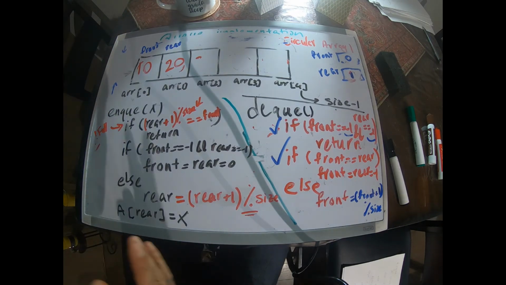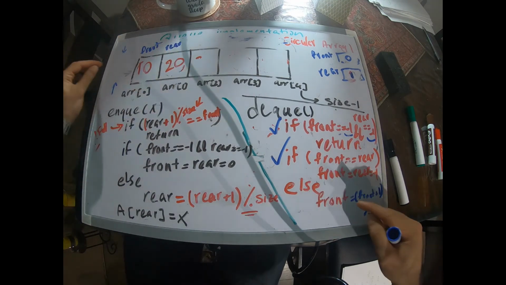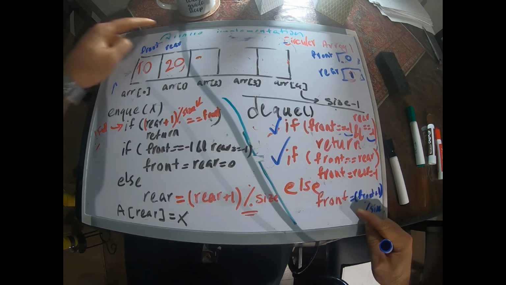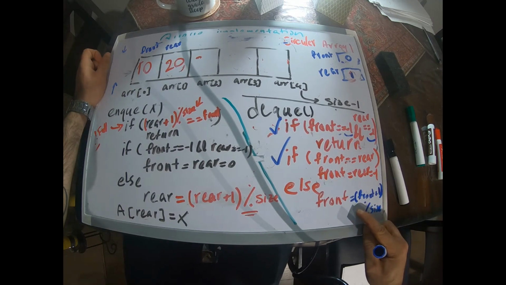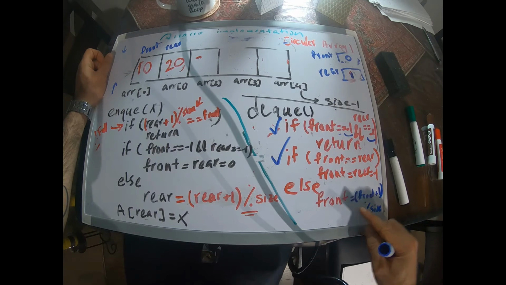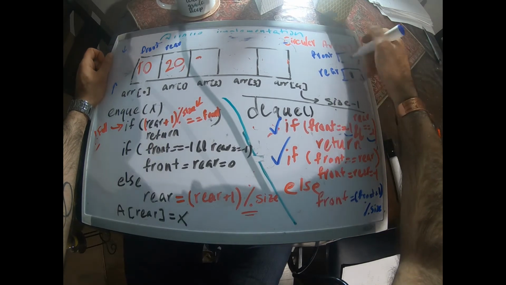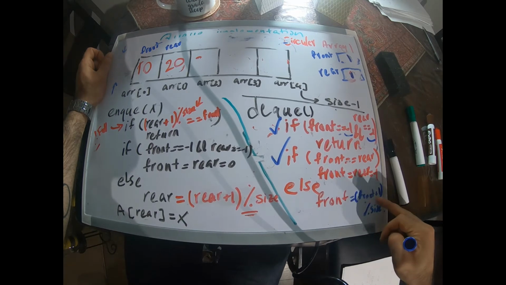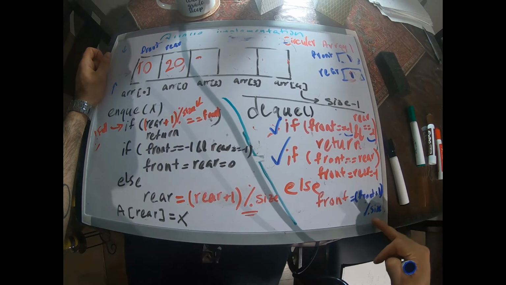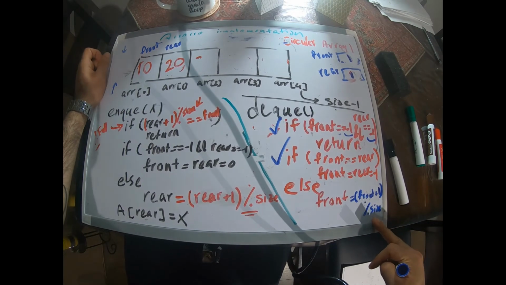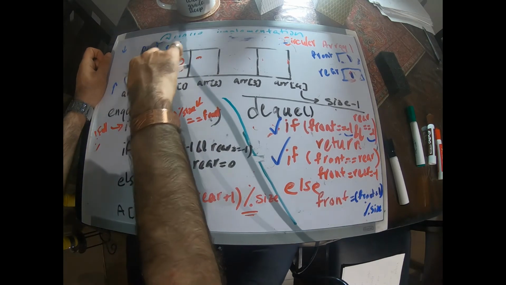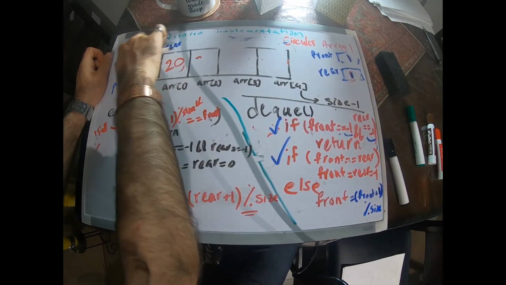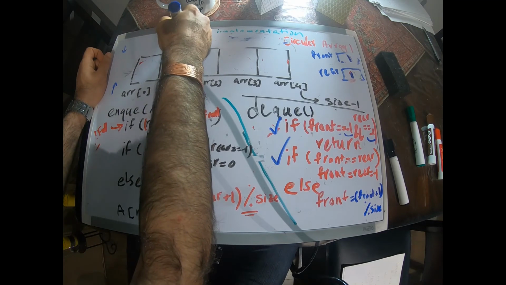Okay, now let's look at it. Let's see if this condition works fine when front is before the rear. Right, so we want to dequeue another one. So front should become 1. Does it become 1? Yes, because 0 plus 1 is 1. 1 modular size, it's going to be 1. Right, so this is going to be removed. This is going to be front.